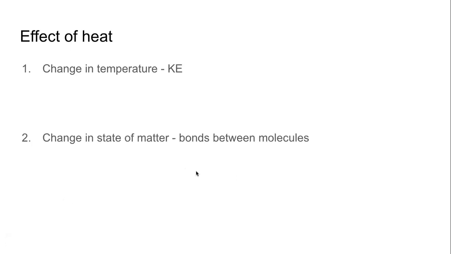In another way, we can also say that heat has multiple effects. Heat results in change in the temperature. That is, it results in the change in the kinetic energy of the particles of the substance. Another effect of heat is the change in the state of the matter. And when we say state of the matter, we are referring to the bonds between the molecules of the substance. If the bonds are strongest, the state is solid; a little weaker, liquid; weakest, gas. These are the effects of heat.